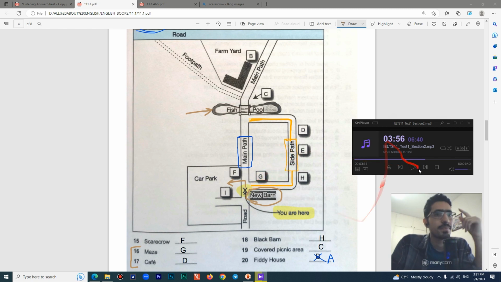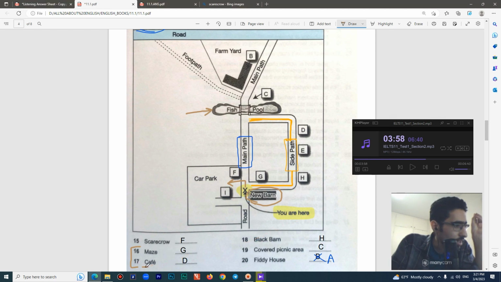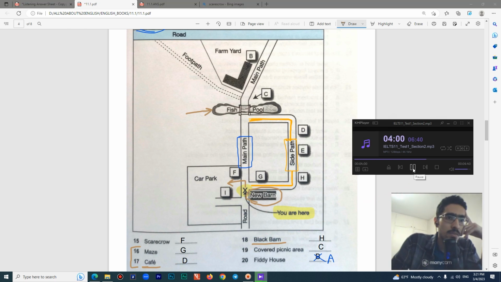You can see that. Maze is made out of hedges, which are too tall for young children to see over them, but it's quite small, so you can't get lost in it. There are details about the maze, but we don't need that. We should spend this time to look at these words: cafe and black barn.